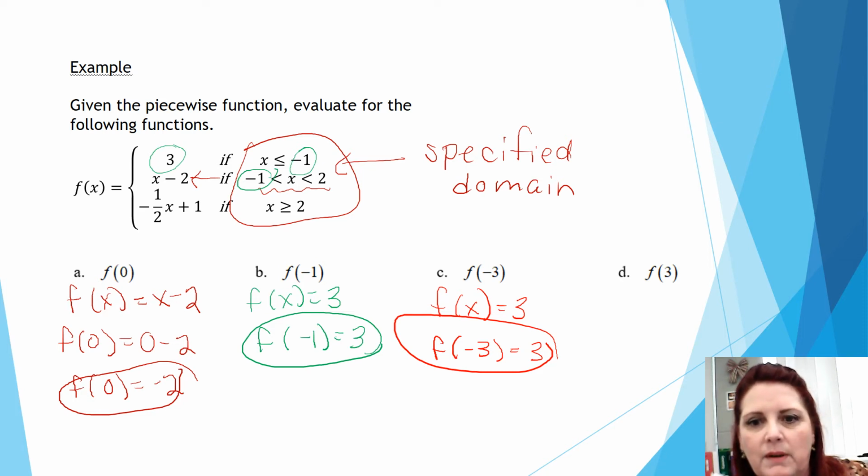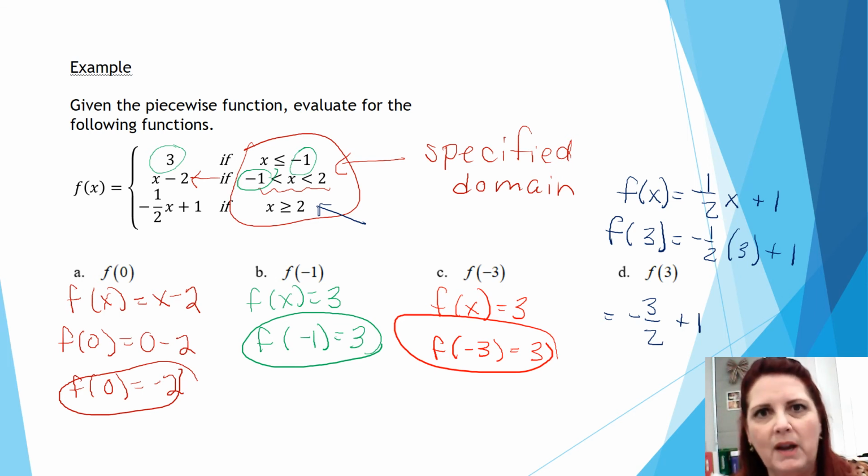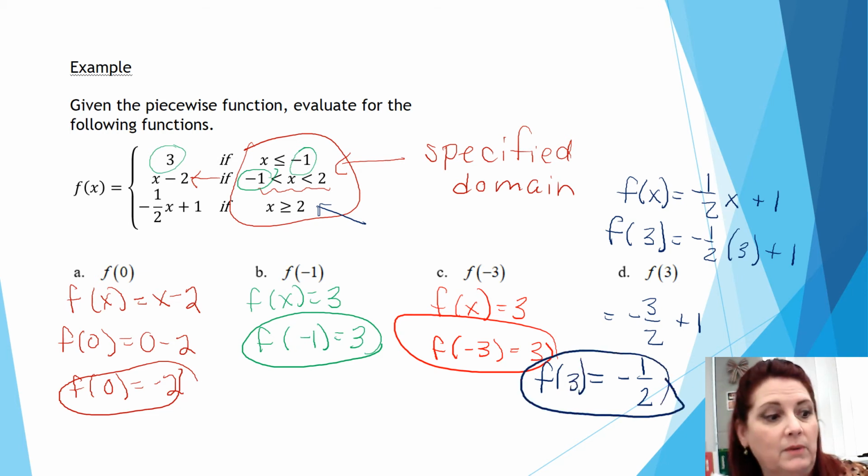And we have that last one then, f of 3. Well, it's going to be that one we haven't used yet. x is greater than or equal to 2, and so I'm going to write that up here. f of x is equal to, wow, that's a big one, -1/2 x plus 1. So f of 3 is going to be negative 1/2 times 3 plus 1. So that's going to be negative 3/2 plus 1. Well, 1 is 2/2. So negative 3/2 plus 2/2 is negative 1/2. And let's state that that's f of 3. There we go.